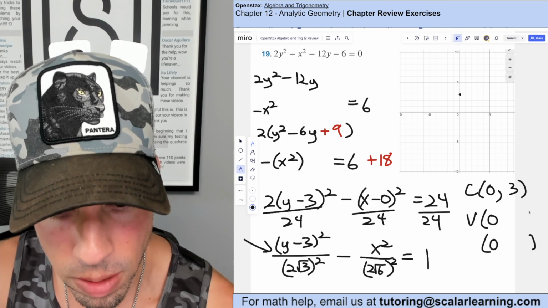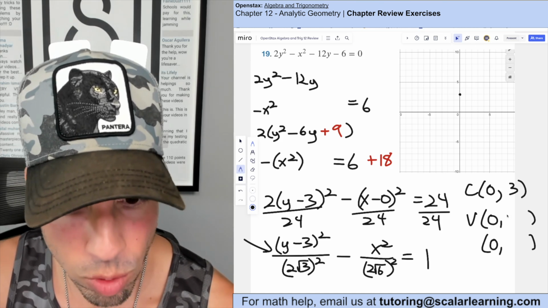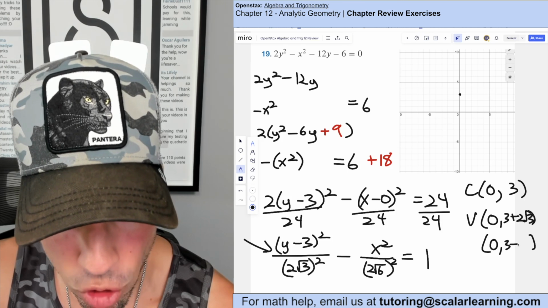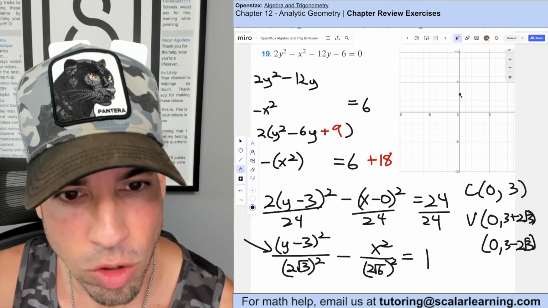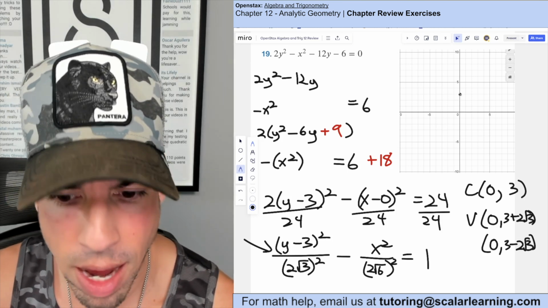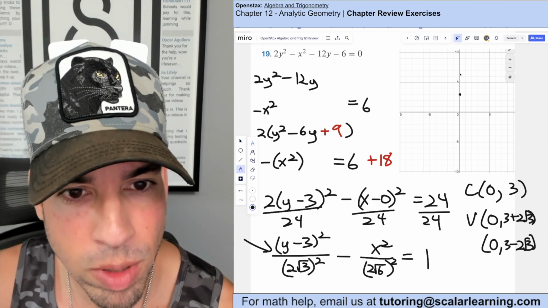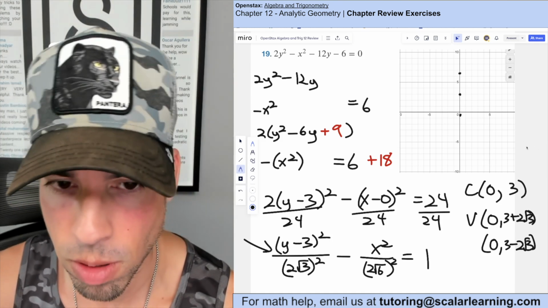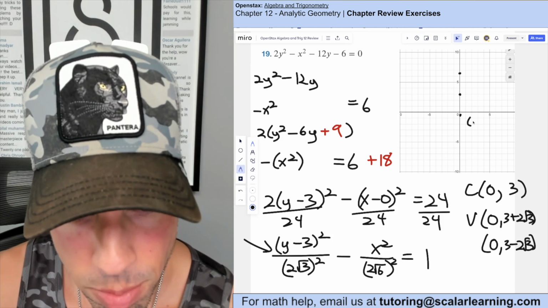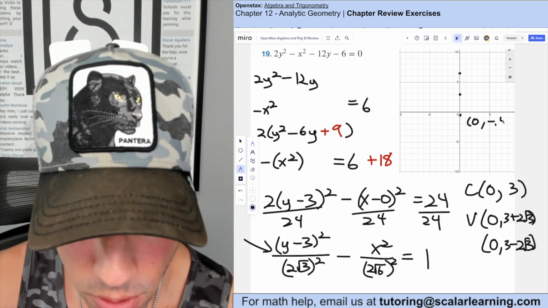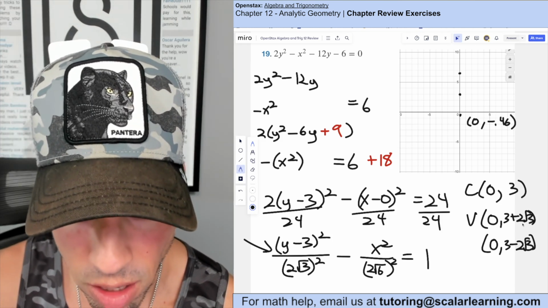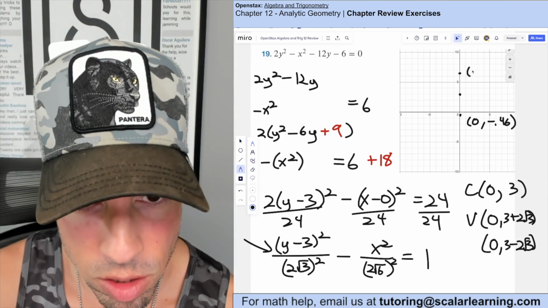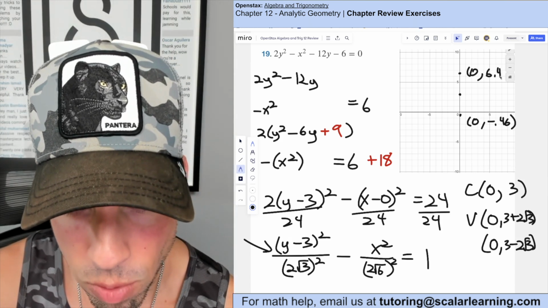It's just going vertically. And what we're doing is adding 2 rad 3 and subtracting 2 rad 3. So 2 rad 3 is about 3.5, okay? So up 3.5, maybe right there, and down 3.5, maybe right there. So those are the vertices. And the approximate value is 0, negative 0.46, if you run it through Desmos and calculate 2 rad 3 and approximate to the 100th. And then up here, we've got 0, 6.46 approximately.